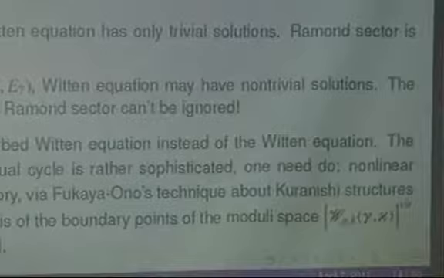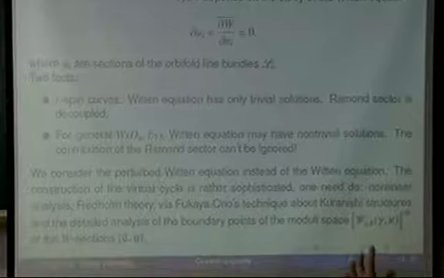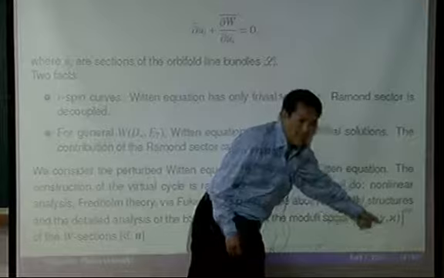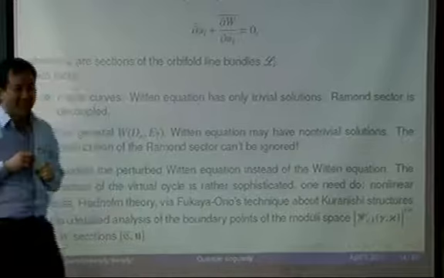Wait, I had this question last time. What's the relation? You were trying to get a virtual cycle of the previous moduli space. Yes. But what does that have to do with Witten's equation? Actually, right, the moduli space we consider is this one. This is the moduli space upstairs. So why does the solution of the Witten equation have to do with that moduli space?